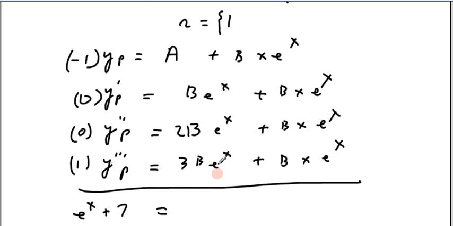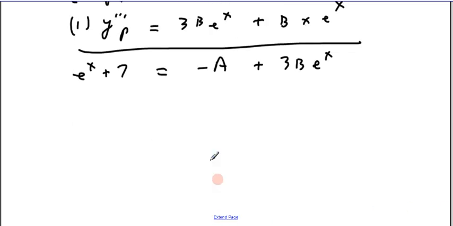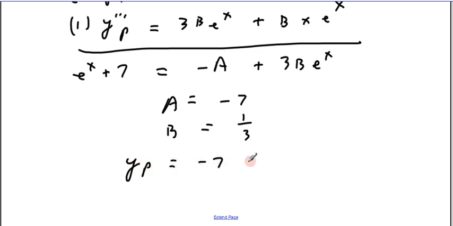So that's the plan. All right, I got minus a, I got plus 3b, so there's a 3b there, and then this guy goes away. So that's all I've got, 3b e to the x. All right, well, that being the case, a had better be minus 7, and b had better be 1/3. And y sub p is equal to minus 7 plus 1/3 x e to the x.